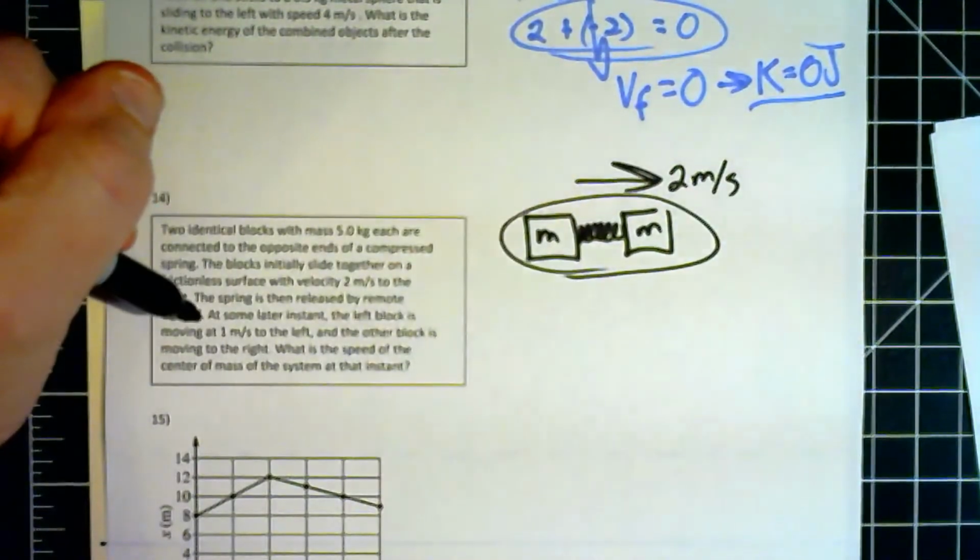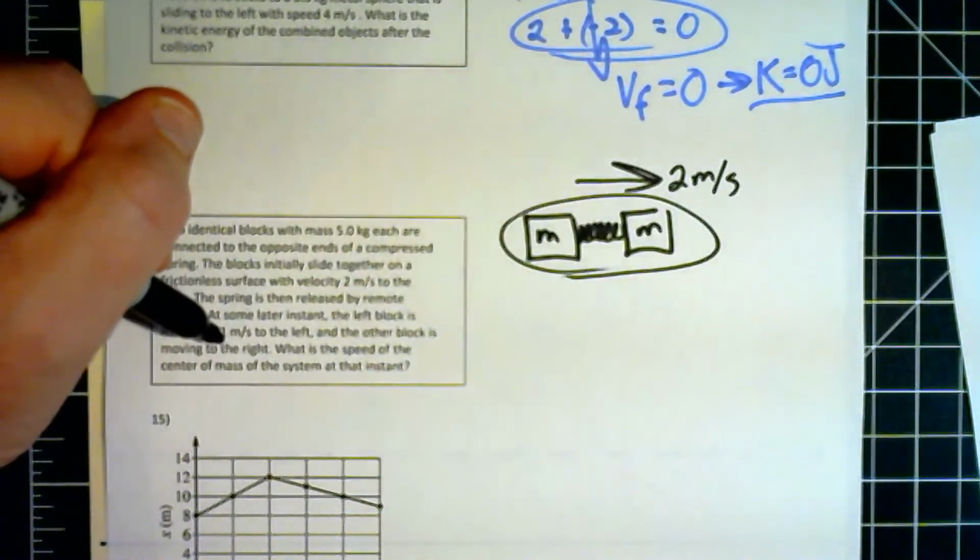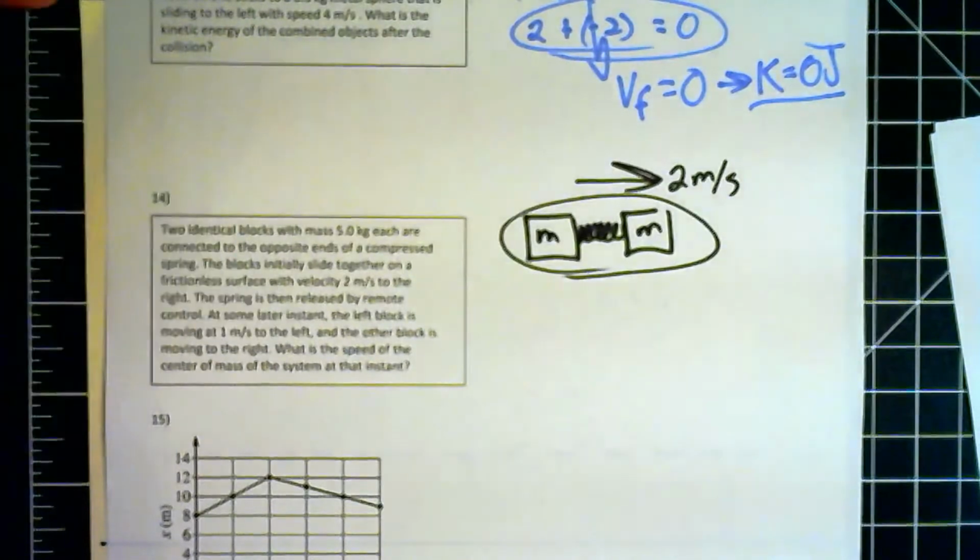The spring is then released by remote control. At some time later, the left block is moving 1 meter per second to the left. The other block is moving to the right. What is the speed of the center of mass of the system at that instant?